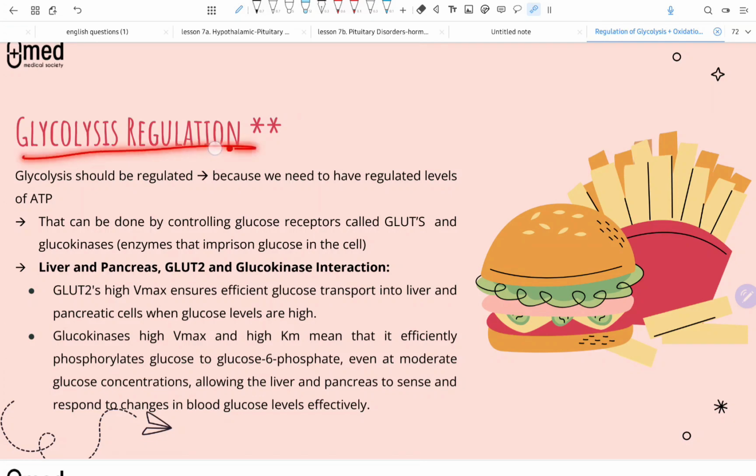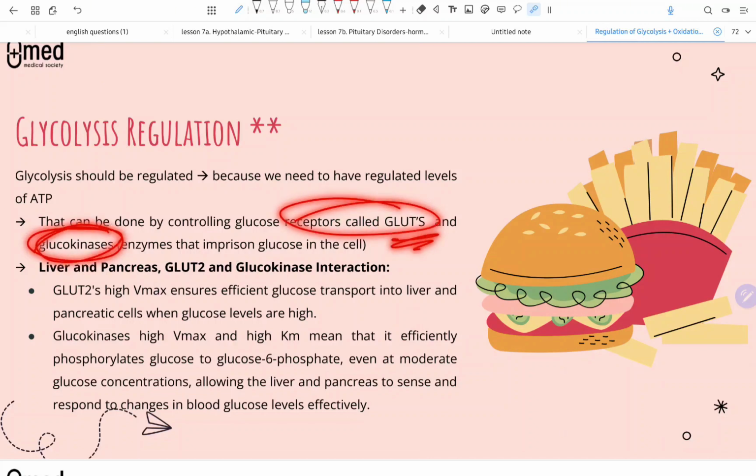Okay, now, as I said, regulation is the part that she cares about the most. So how would you regulate glycolysis? You would regulate glycolysis by controlling the receptors, which are called GLUTs, and by the enzyme that is called glucokinase, or if you know it, it's called hexokinase, right? So GLUT has types like GLUT2, GLUT4, and whatever. And glucokinase also has types. It's actually called glucokinase in the liver, and it's called hexokinase elsewhere.